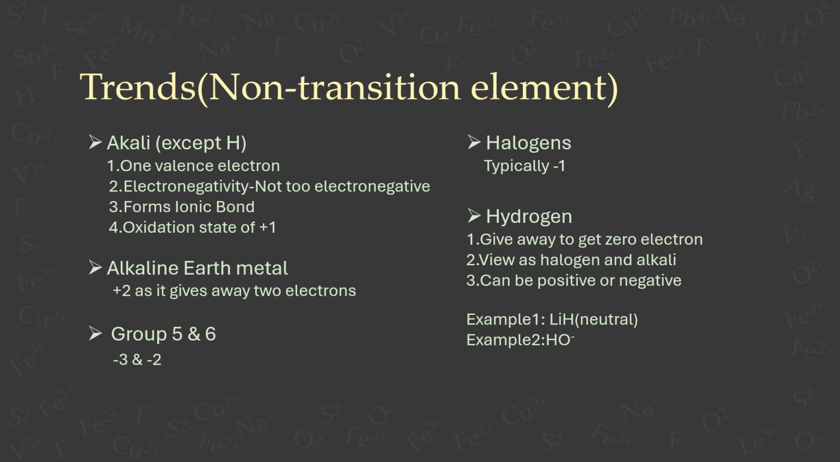In group 7, the halogens are 1 electron short of the full shell, typically resulting in a -1 state. Finally, hydrogen, the unique one, has 1 electron and can act as either a positive or negative charge. For example, in lithium hydride, hydrogen is -1 and the overall charge is neutral, which is 0, while in hydroxide, OH-, hydrogen is +1 and makes an overall charge of -1.